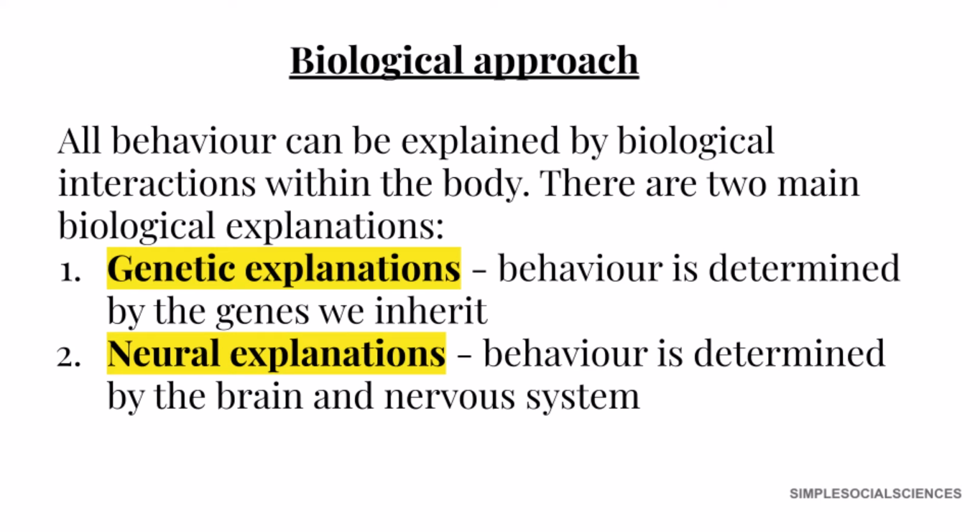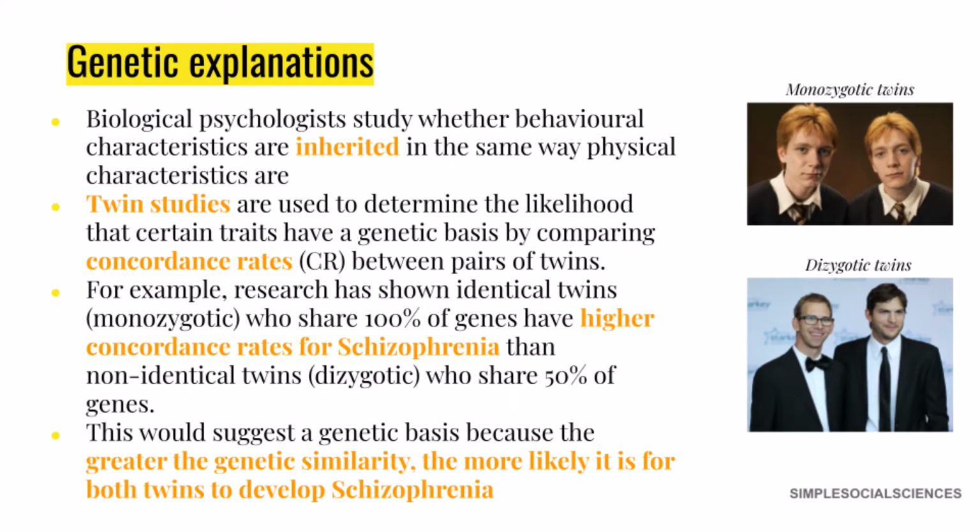Okay, so according to the biological approach, all behaviour can be explained by biological interactions within the body. There are two main biological explanations. The first are genetic explanations, and these focus on the idea that behaviour is determined by the genes we inherit. And the next one are neural explanations, which focus on the idea that behaviour is determined by the brain and the nervous system. So biological psychologists study whether behavioural characteristics are inherited in the same way that physical characteristics are.